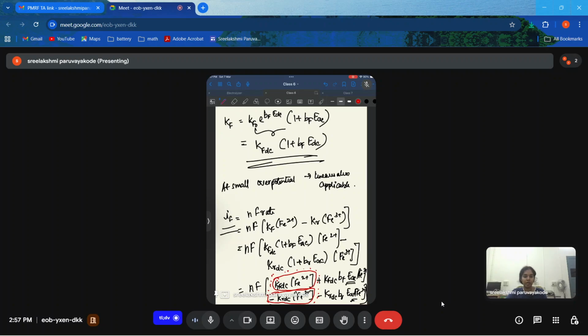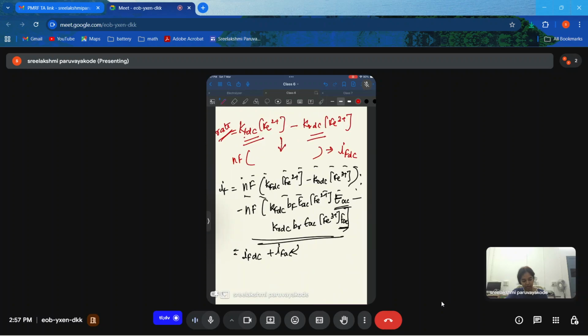For any small overpotential, the linearization is applicable. So we substitute the same into the rate of the reaction. Here we initially wrote the rate expression where Kf is Kf,DC times (1 plus Bf EAC) and Kr is Kr,DC times (1 plus Br EAC). We substitute and rearrange, and we get the current density with both parts: one due to the DC potential, If,DC, and the other due to the AC potential applied. We separate out the If,DC, and whatever remains is If,AC.